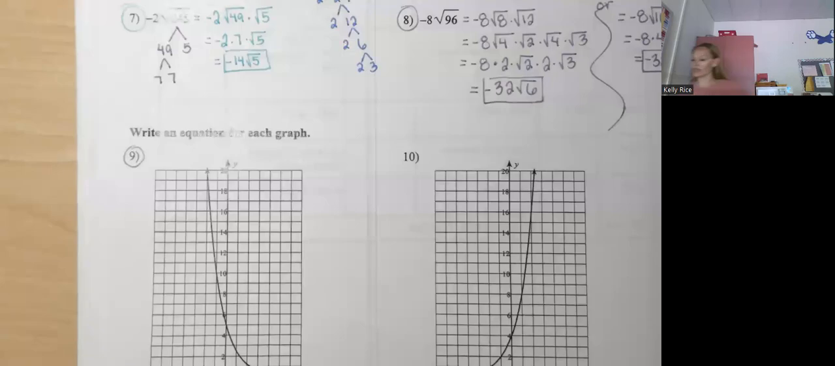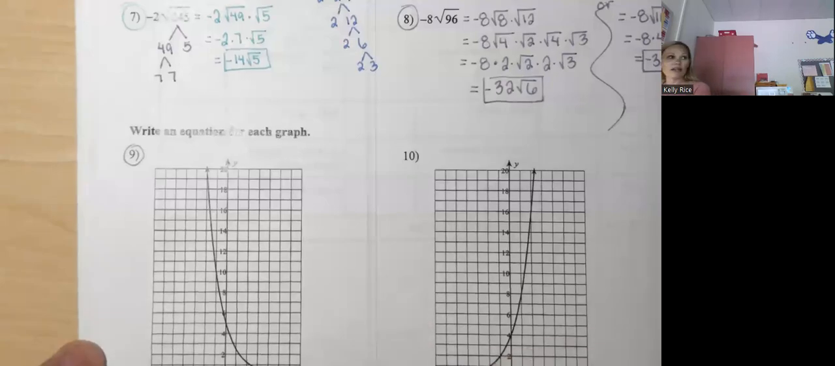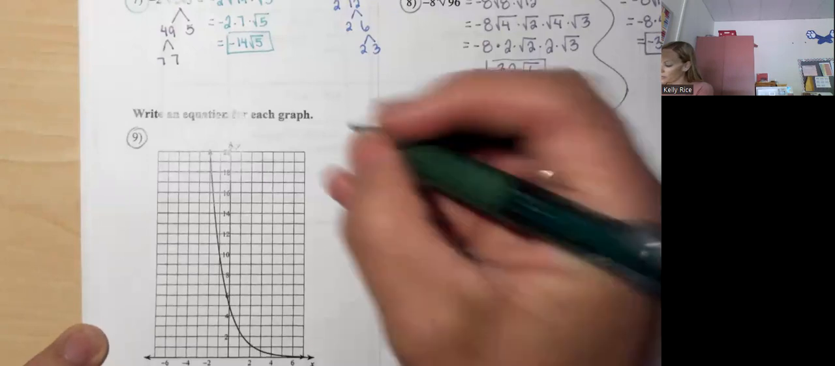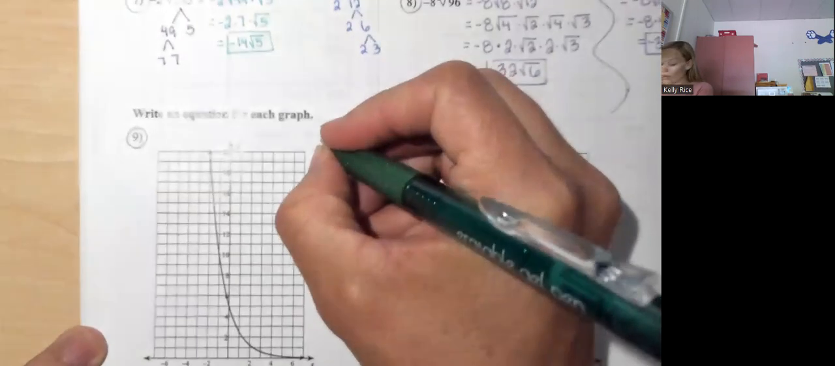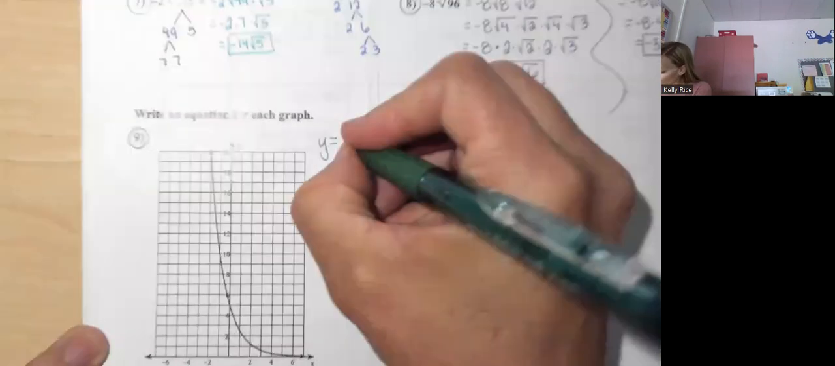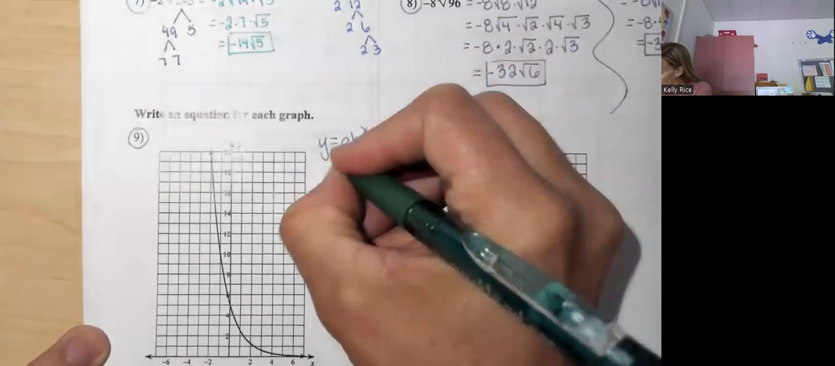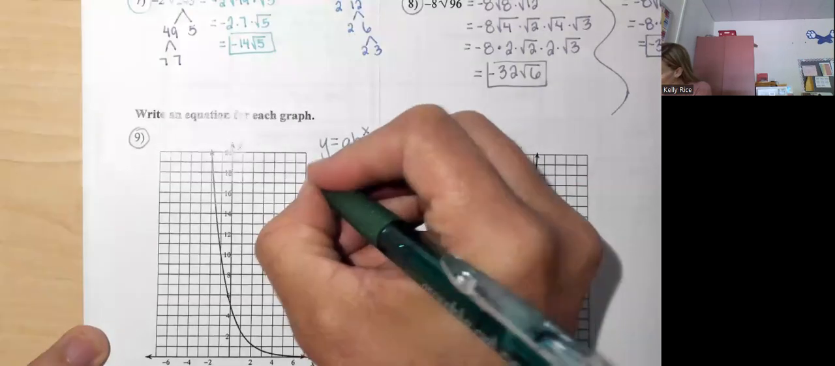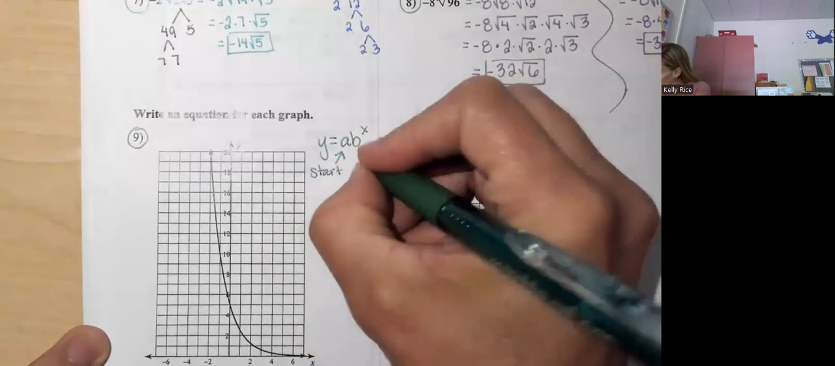Find, because it says write an equation for this graph. Looking at the graph, what kind of equation is this? So exponential equation looks like what? y equals a b to the x, and a stands for the start, and b is the multiplier.